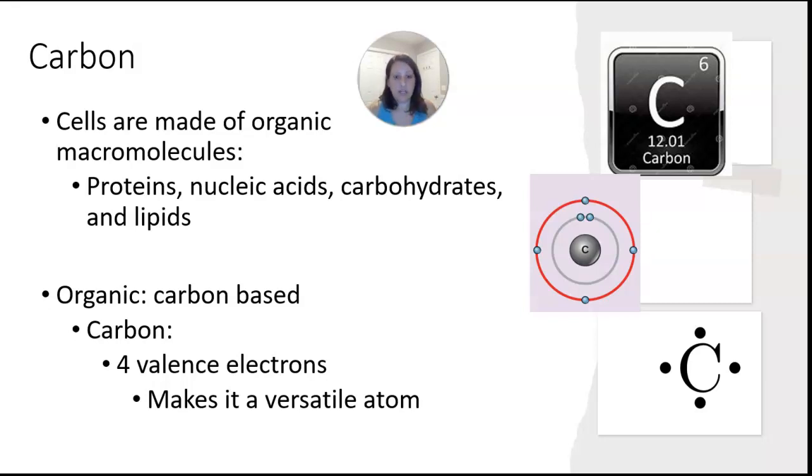Very, very versatile. You can end up with straight chain molecules of carbon and branched chain molecules of carbon and cyclical molecules made of carbon backbone. And again, you're going to be building all of those in lab. I'm just going to introduce you to some of those here today.